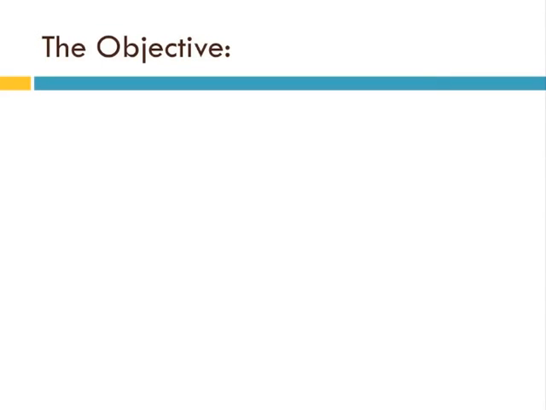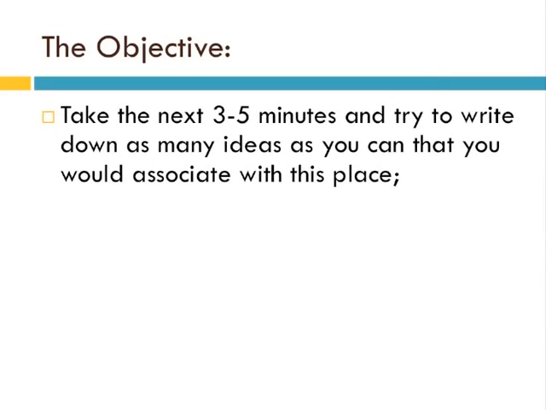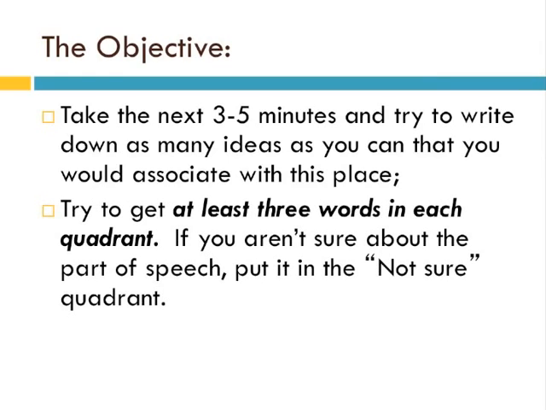So the objective here is we're going to take the next 3 to 5 minutes and we're going to try to write down as many ideas as you can that you would associate with this place. Now, I'm going to suggest that you try to get at least 3 words or ideas in each quadrant. Now, if you're not sure about what part of speech it belongs under, then put it in the not sure quadrant.